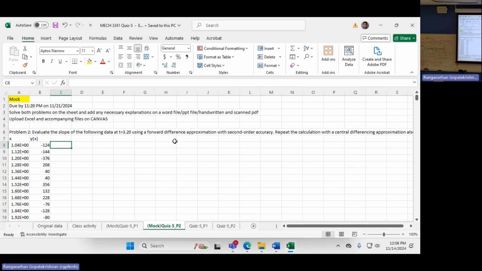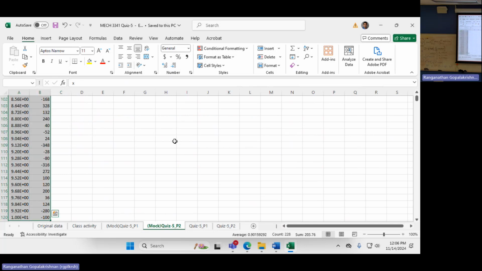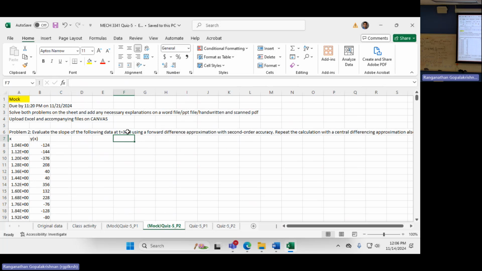Evaluate the slope. So here is a bunch of data: x and y of x. If you plot it, it's going to be a messy function. What I'm asking you is to get the slope at x equal to 3.20 using a forward difference approximation for the slope.